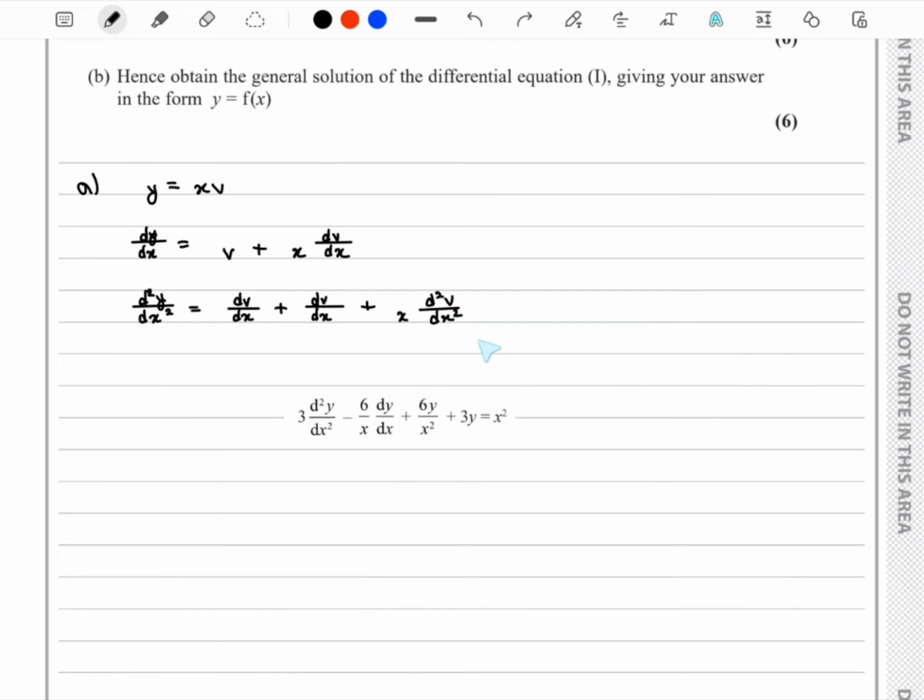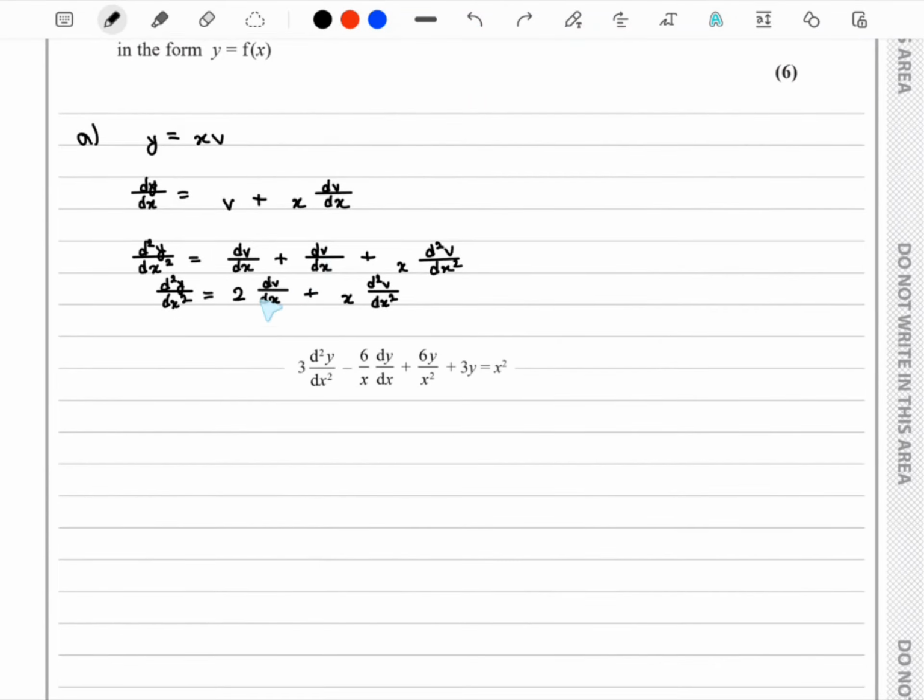Now we need to substitute this into this equation over here. Let's do that. At first we can simplify this to dv by dx. We have 3 d squared y by dx squared. We substitute that. We have minus 6 by x dy by dx. We substitute dy by dx, and we substitute these y's over here. This x cancels out over here, and this cancels out, so we can write it.